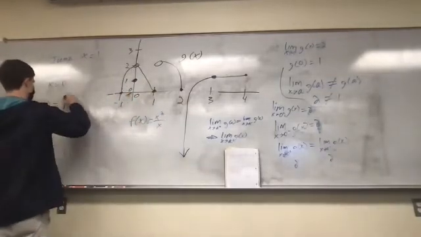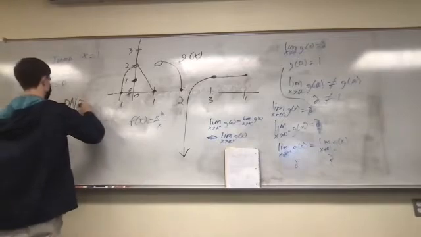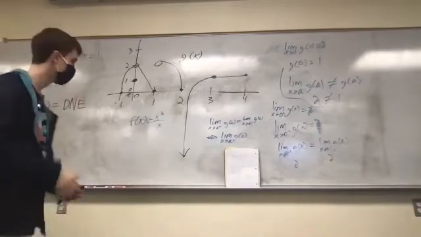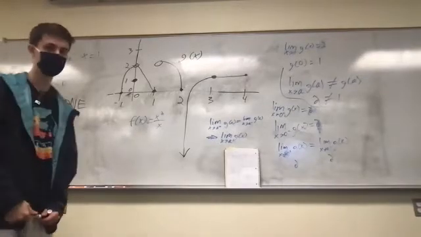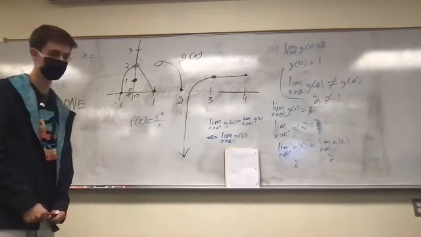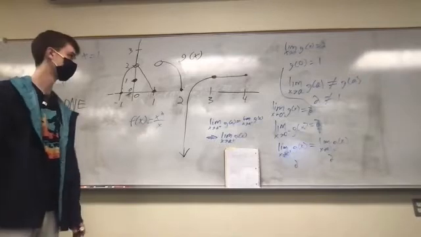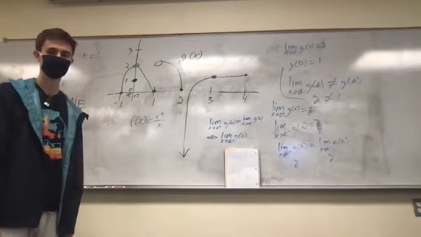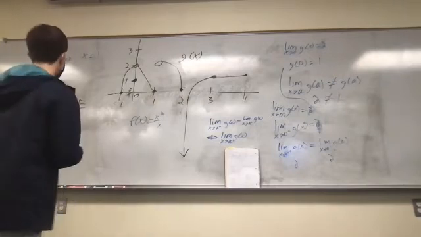Okay, sorry. So the reason it doesn't exist there, but it exists as x goes to 0, is because that's just a removable discontinuity. They're both going to the same place from the left and the right side. But the reason it doesn't exist at x equals 1 is because from the left and the right they're going to different places. Yes. Okay. Exactly.